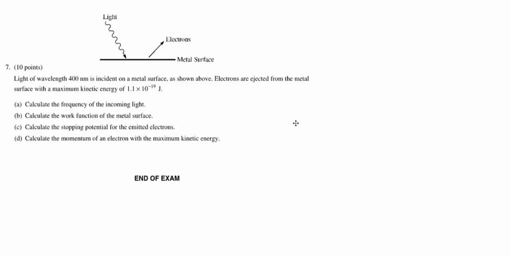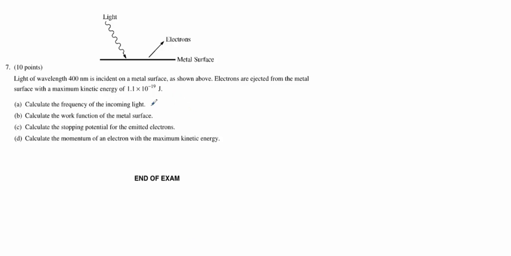Alright, here's number 7 from the 2010 AP Physics B exam. This is primarily a photoelectric effect problem. We've got light shining on a metal surface. We're going to eject electrons with a specific amount of kinetic energy. We know the wavelength of the incident light. We're going to lead off trying to figure out the frequency of the incoming light.